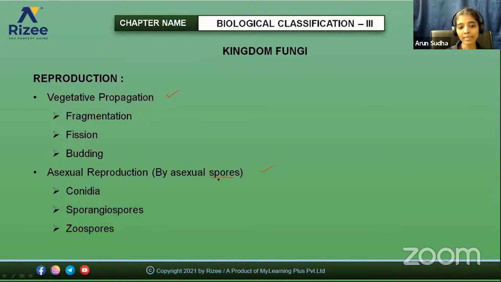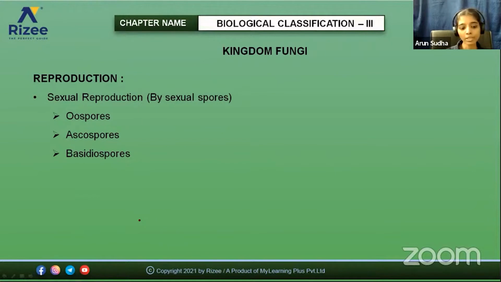We'll be seeing in detail about these spores, that is conidia, sporangiospores, and zoospores. And the sexual reproduction is mainly by sexual spores. So asexual reproduction also happens by spores, and sexual reproduction by sexual spores.